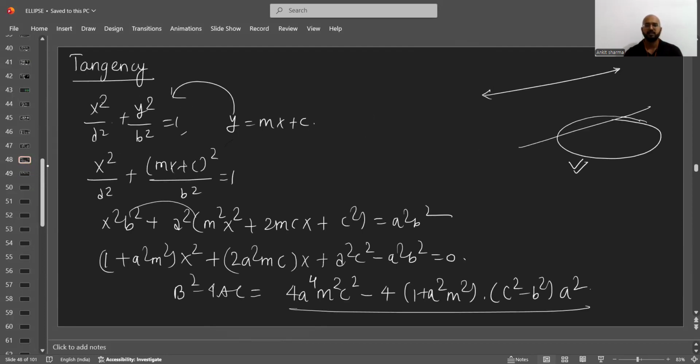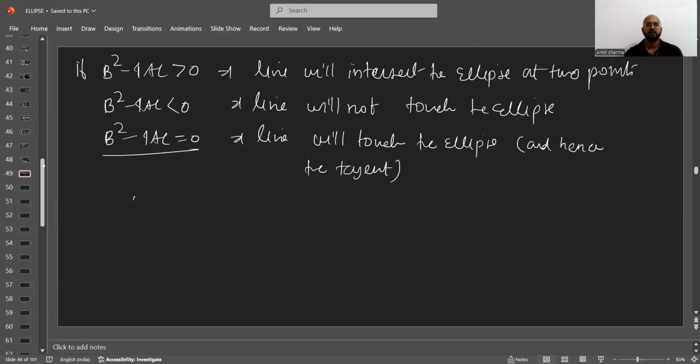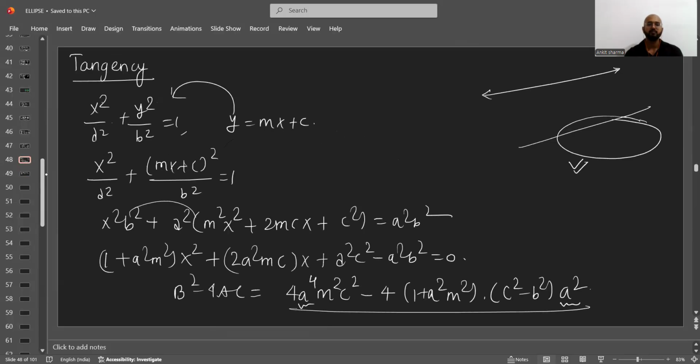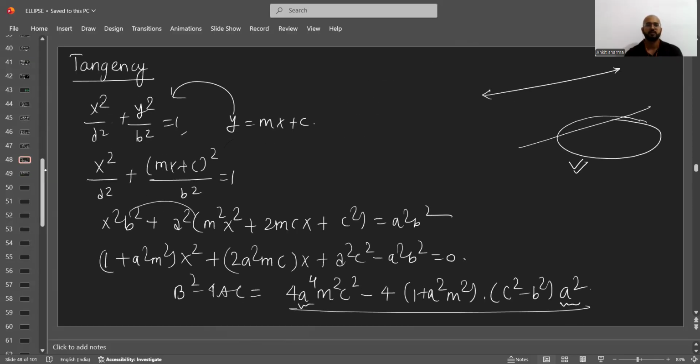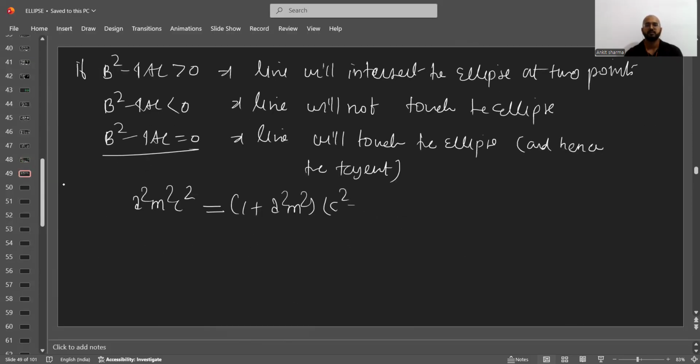So I have this last line. I need to equate this to 0. So the first task which I'll do directly here is cancel a square, and I can cancel 4. So I'm left with a square m square c square. So this will give me a square m square c square is equal to, this part goes to that side, so I'm left with 1 plus a square m square into c square minus b square.